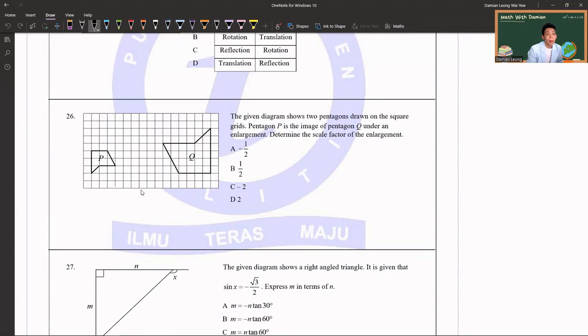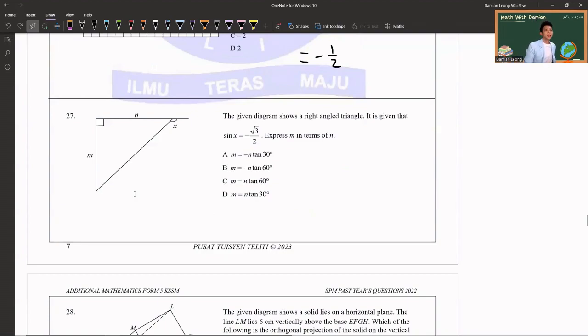And then we compare. P is the image, which means I take length of image over length of object. So negative 2 over 4 means negative 1 over 2. You can compare any of the sides, it doesn't really matter. Answer A.